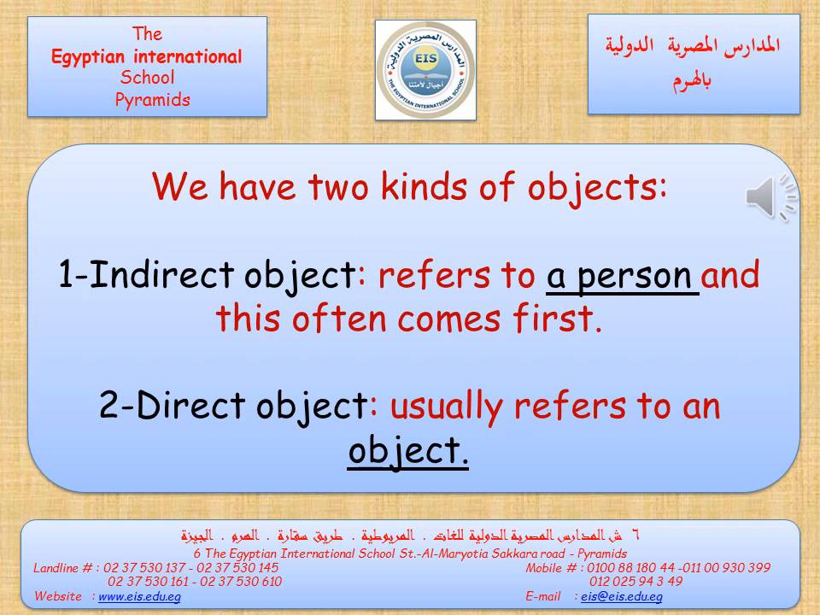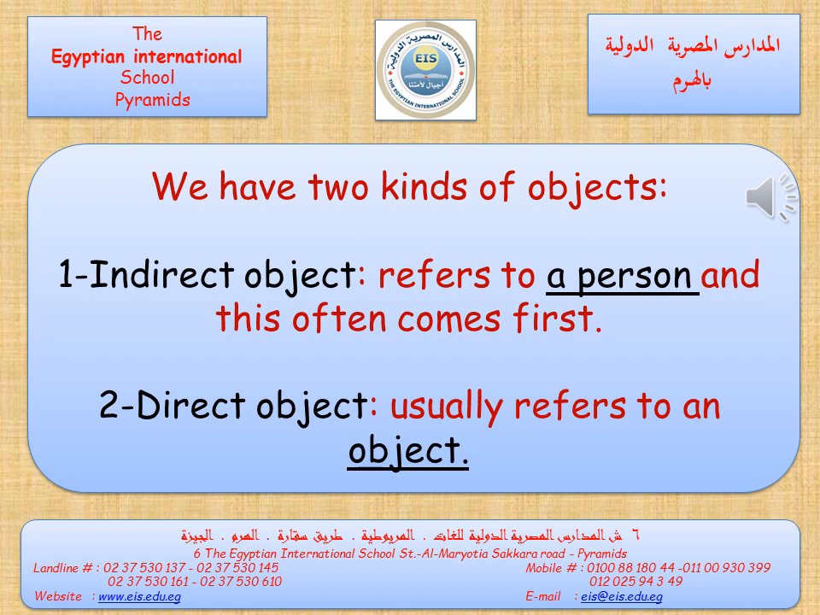Okay, now let's talk about the different kinds of objects. We have two kinds of objects. The first kind, we call it indirect object. Indirect object refers to a person or people, and this often comes first before the direct object.